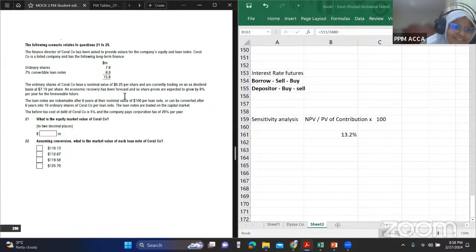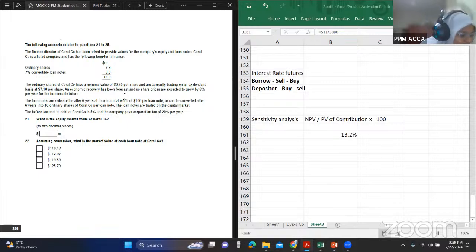The loan notes are redeemable after 6 years at their nominal value of 100 per loan note, or can be converted after 6 years into 10 ordinary shares of Coral per loan note. The loan notes are traded on the capital market. The before tax cost of debt is 5%, and the company pays corp tax of 20% per year.